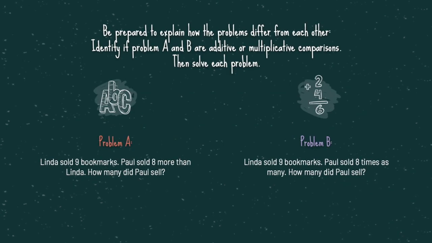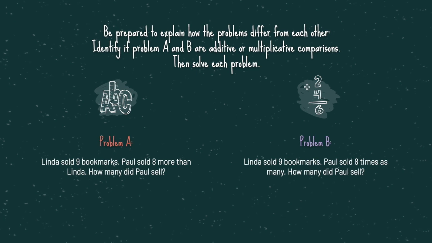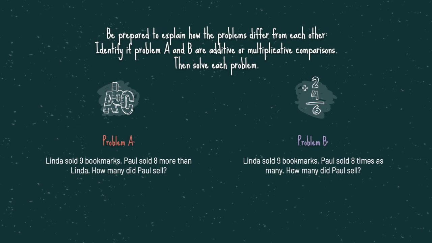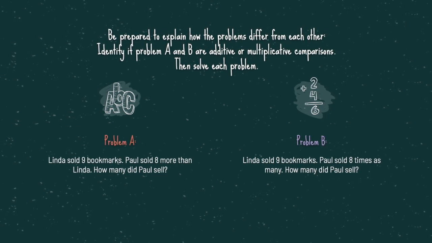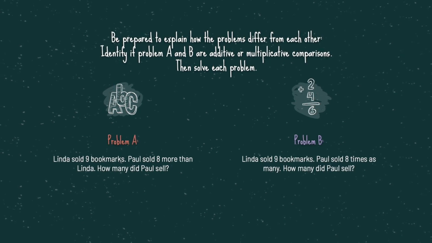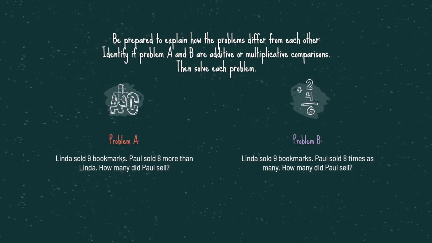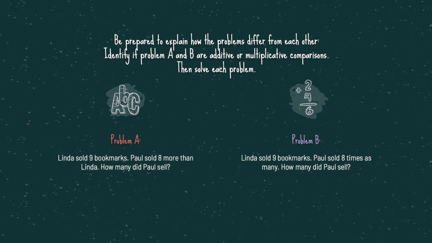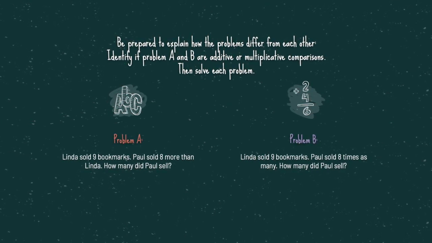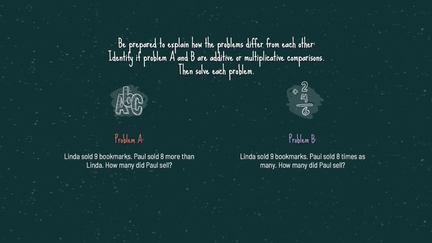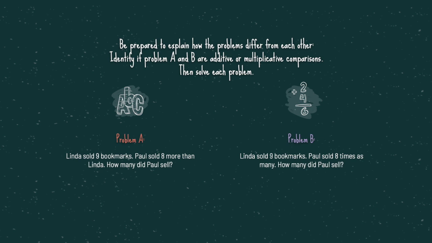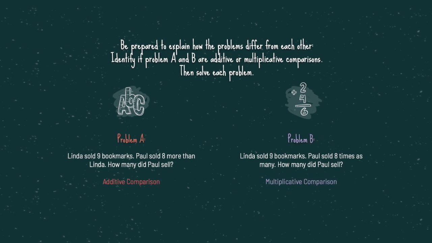Take a look at problem A. Linda sold 9 bookmarks. Paul sold 8 more than Linda. How many did Paul sell? Now, take a look at problem B. Linda sold 9 bookmarks. Paul sold 8 times as many. How many did Paul sell? You need to add. Which problem will you need to multiply?